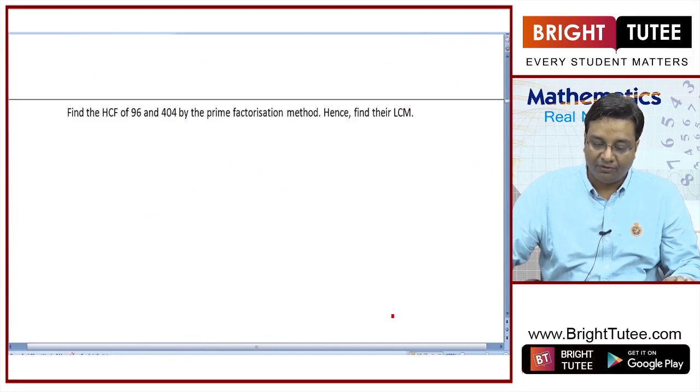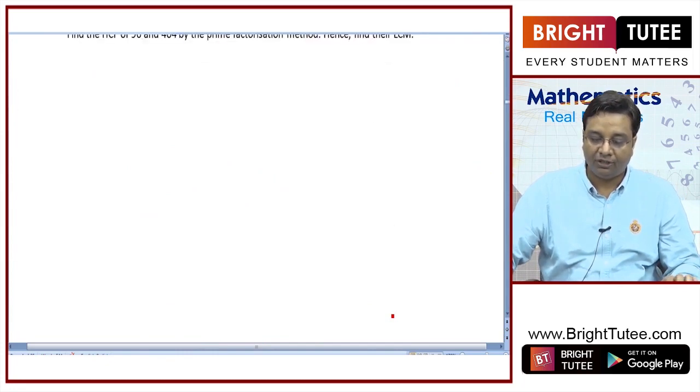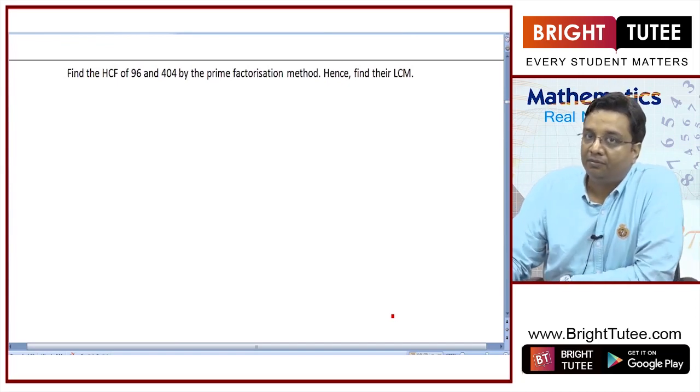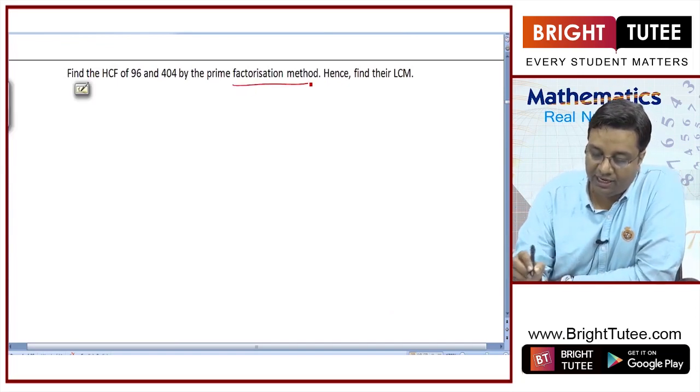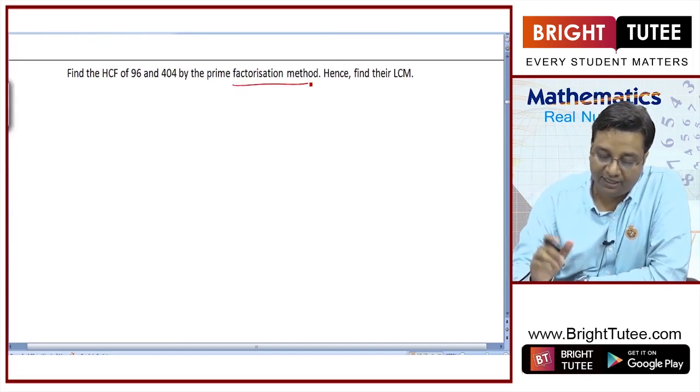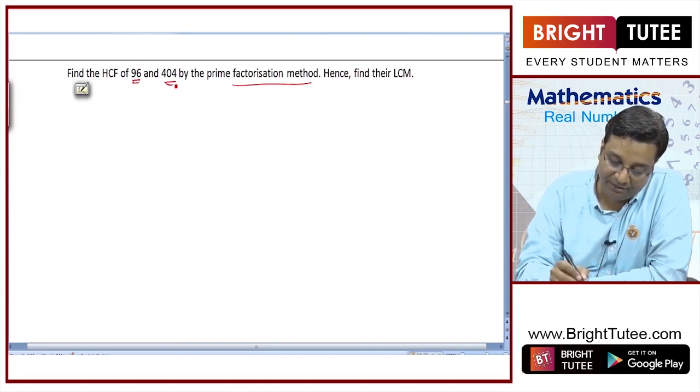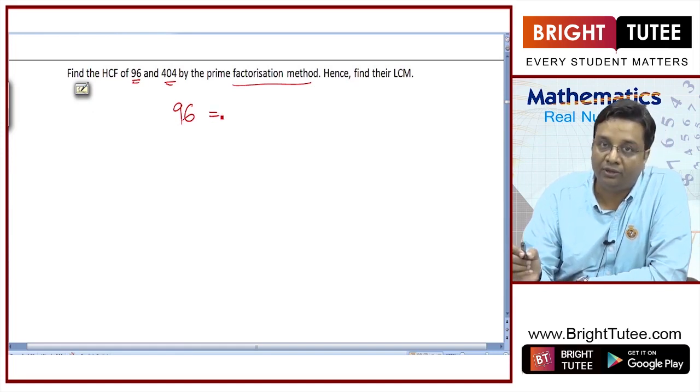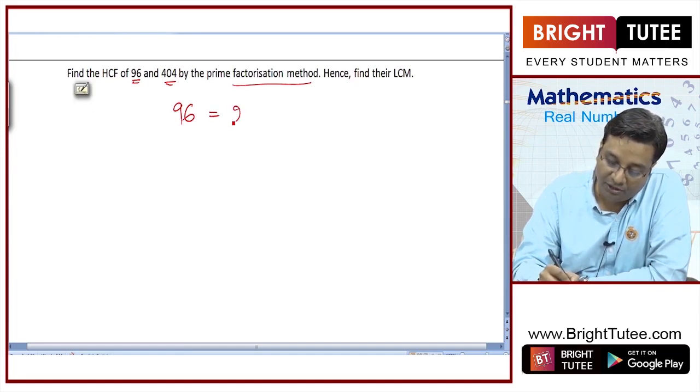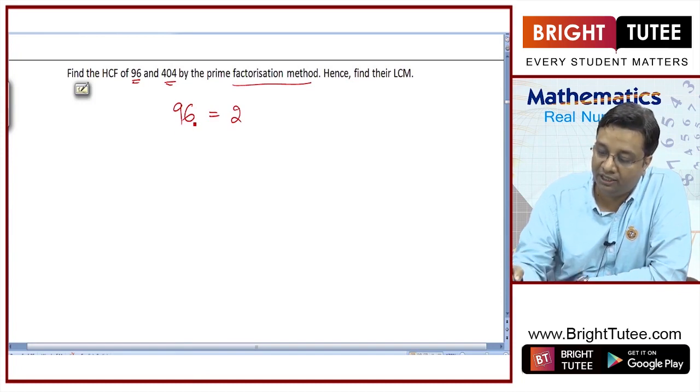Find the HCF of 96 and 404 by the prime factorization method. So again, we will factorize these numbers into their prime factors like this. 96 can be factorized into its prime factors like this. If you divide it by 2, you will get 48.